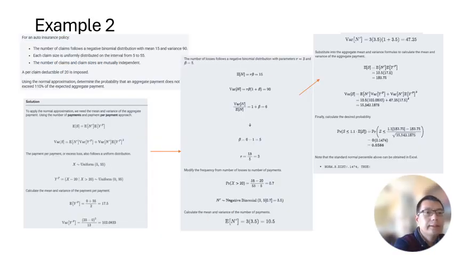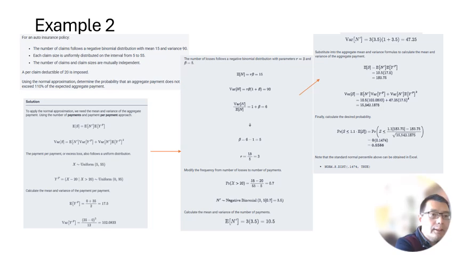Now let's look at the second example. For an auto insurance policy, the number of claims follows a negative binomial distribution with mean 15 and variance 90. Each claim size is uniformly distributed on interval from 5 to 55. The number of claims and the claim size are mutually independent. A per claim deductible of 20 is imposed. Using the normal approximation, determine the probability that the aggregate payment does not exceed 110% of expected aggregate payment.